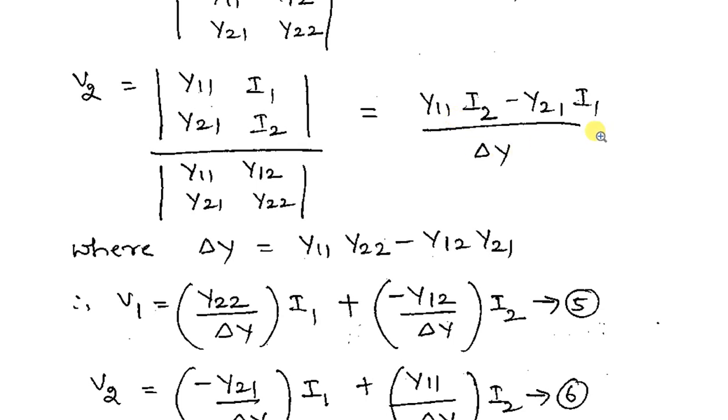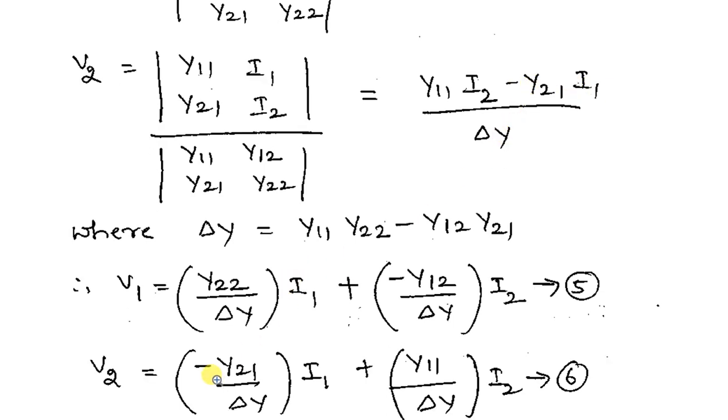Similarly, from V2 we got one more equation. From this, first you write the I1 term: minus y21 by delta y. Why does it come second? Because in V2 the second column is replaced by I1, I2, so I2 comes first there. While writing here, first you have to write I1. So minus y21 by delta y into I1 plus y11 by delta y into I2. This is equation number 6.